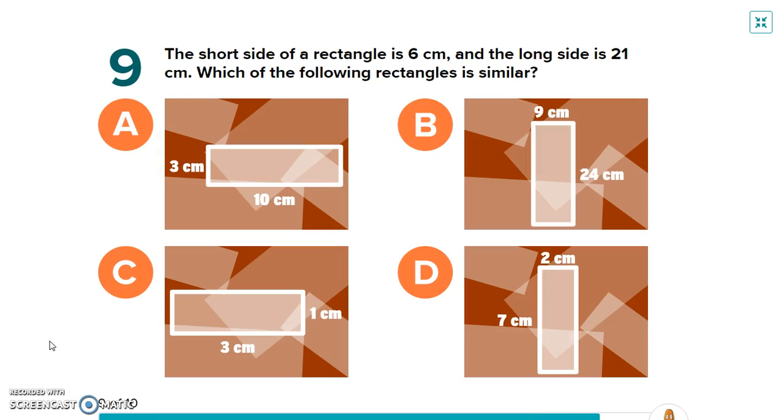Nine, the short side of a rectangle is 6 centimeters and the long side is 21 centimeters. Which of the following rectangles is similar? To be a similar rectangle, we have to be able to divide 6 and 21 by the same number to get proportionate or similar sides. So if we divide 6 by 3, we get 2, and if we divide 21 by 3, we get 7. So we can see that D is a similar rectangle.